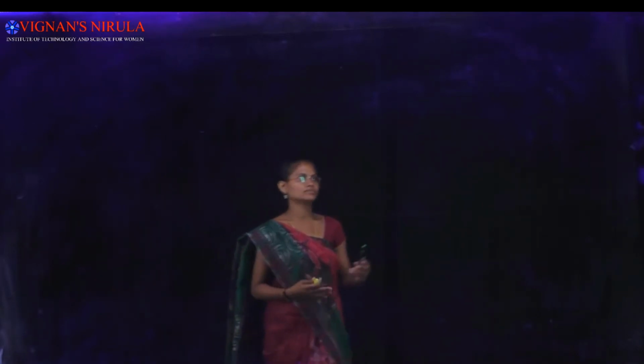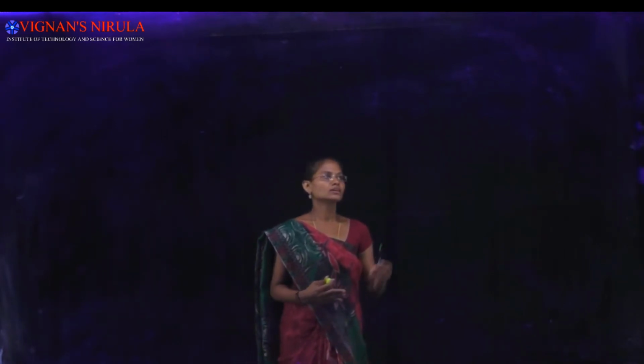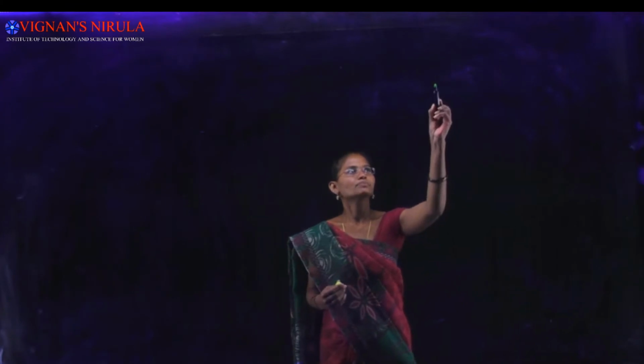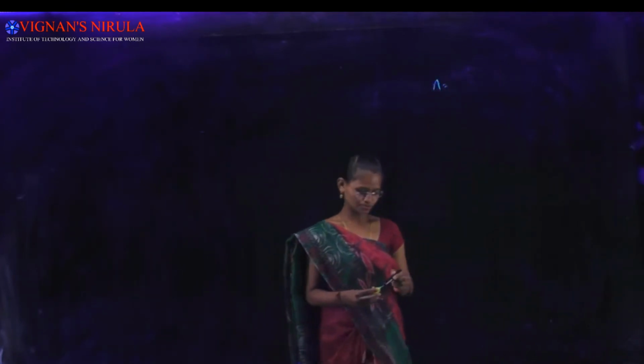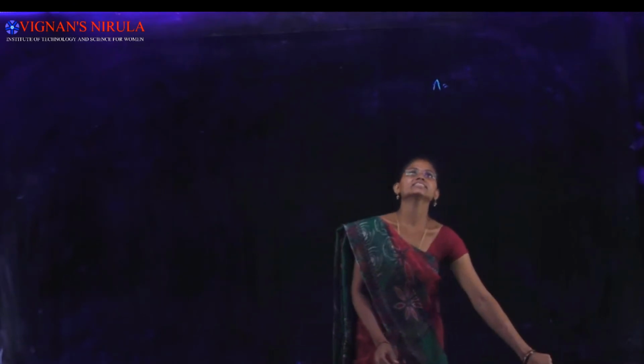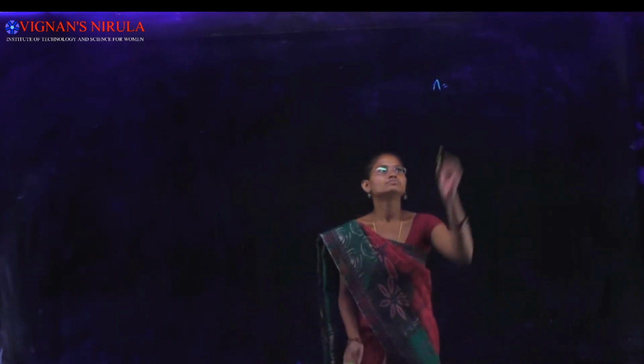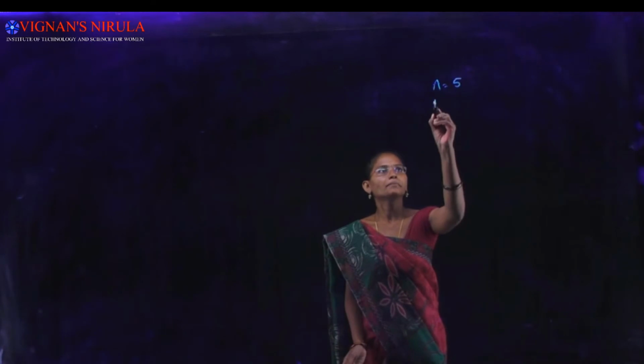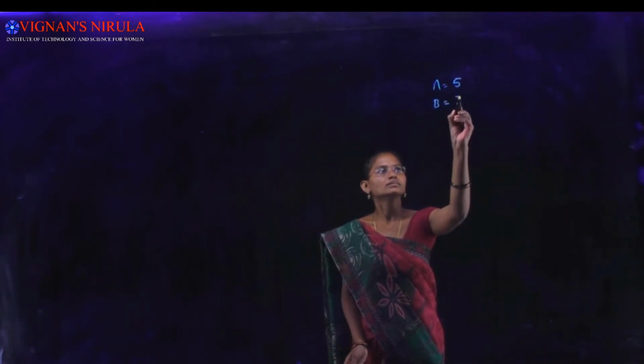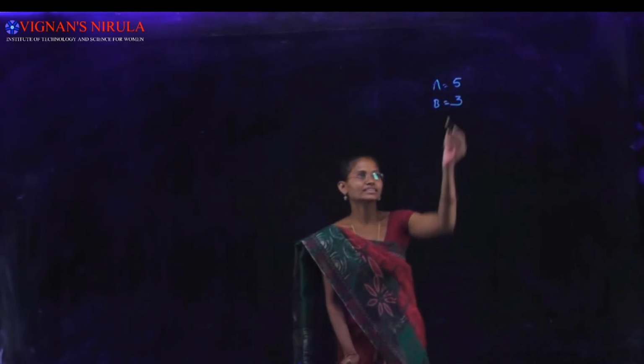Okay. And next coming to the topic is 4-bit parallel adder. Generally we are adding the 4 bits. Let's take an example: A is considered as 5 and B is taken as 3. These are the decimal values.